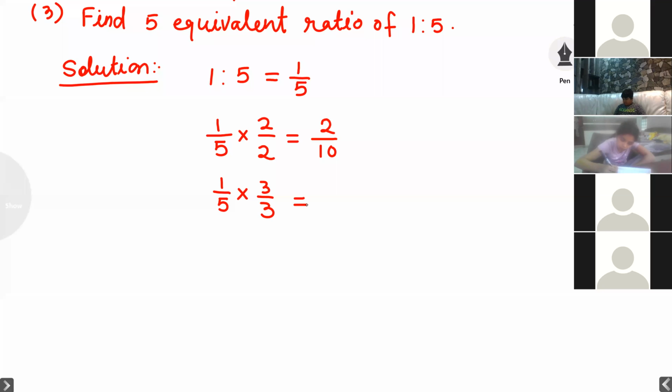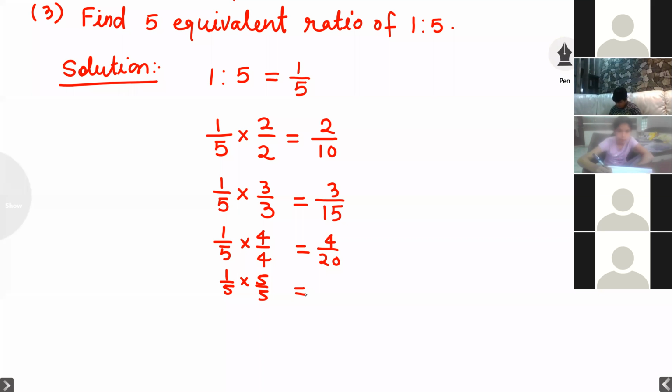Your wish, students, you can take any number, but the same number will multiply into numerator and denominator. 3 ones are 3, 5 threes are 15. Again, 1 by 5, multiply 4 into numerator and 4 into denominator. 4 ones are 4, 5 fours are 20. Again, 1 by 5, multiply 5 into numerator and 5 into denominator. 5 ones are 5, 5 fives are 25.